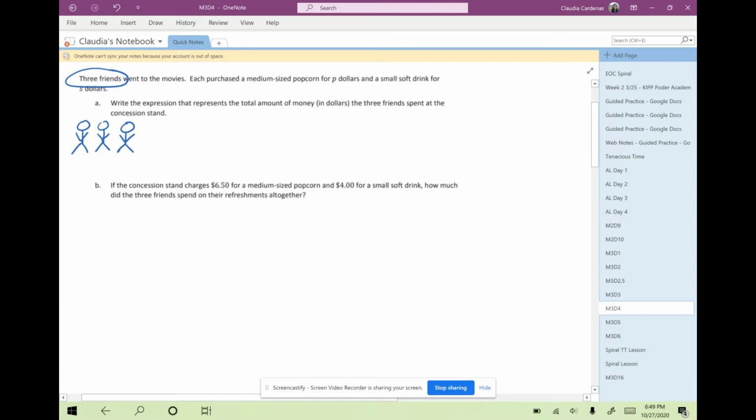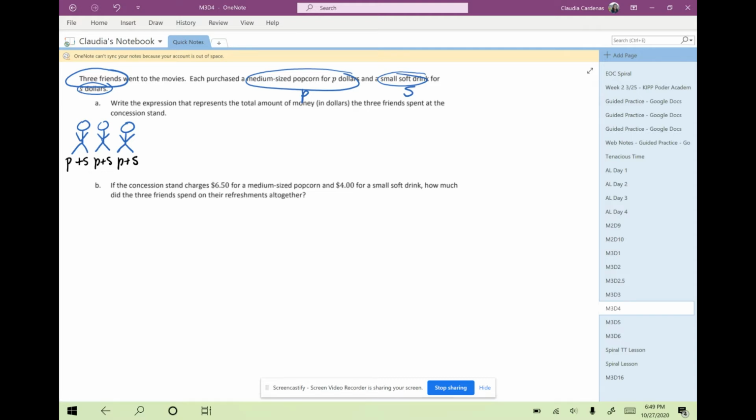Then it says that each friend purchased a medium-sized popcorn for P dollars and a small soft drink for S dollars. So they're saying popcorn is the variable P and a soft drink or soda, as we call it in Texas, is S. So every single one of them got a popcorn and a soda. So if they are getting it together, then I know that they are purchasing both items, and that is adding a popcorn plus a soda for every single friend. So a popcorn plus a soda for each of the friends.